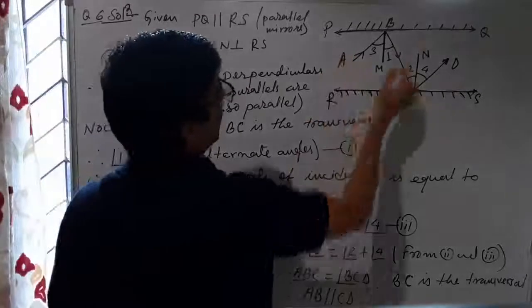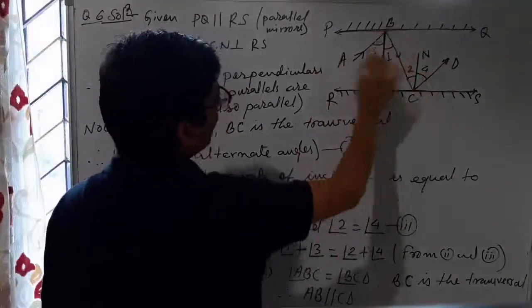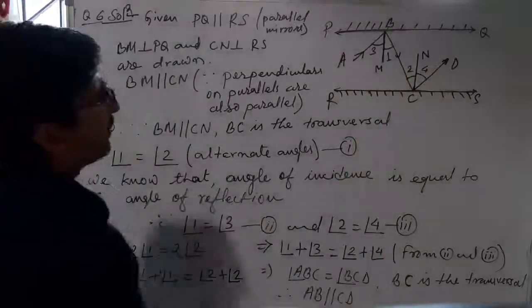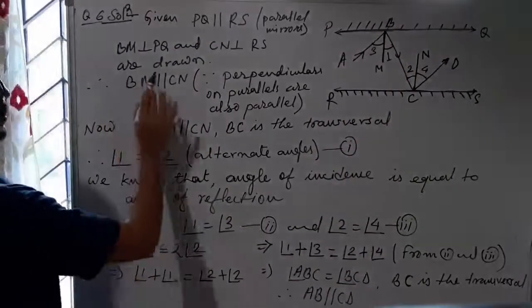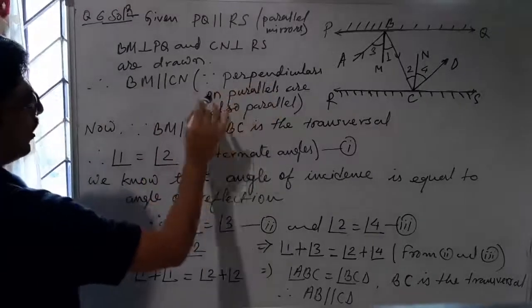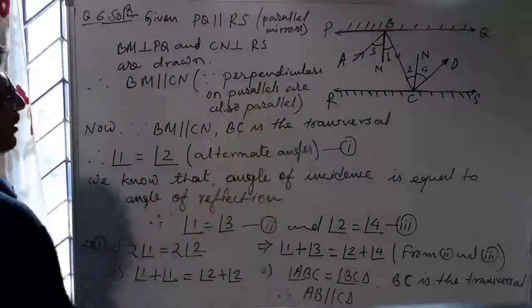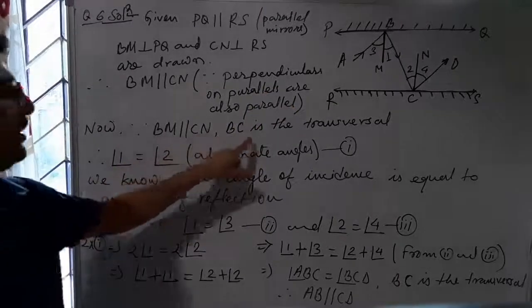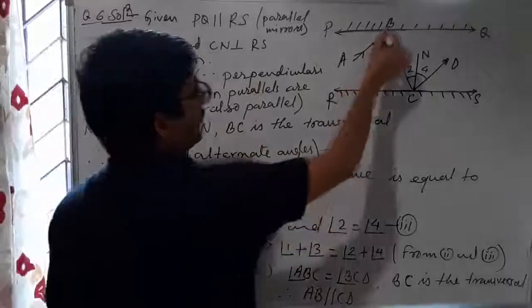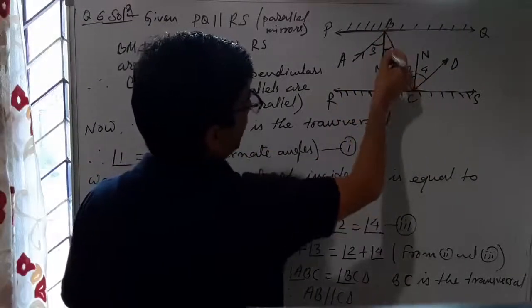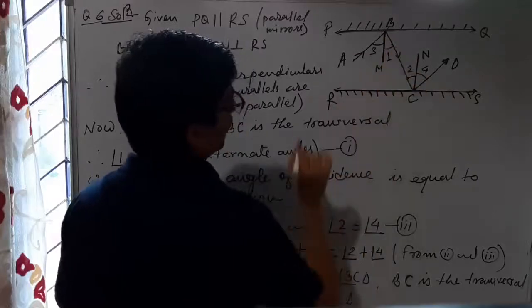So these two are parallels and these two are the perpendiculars on the parallels. That's why BM and CN will be parallel, since perpendiculars on parallels are also parallel. Now since BM is parallel to CN, BC is the transversal. Then angle 1 equals angle 2.